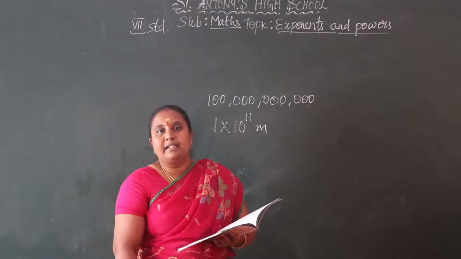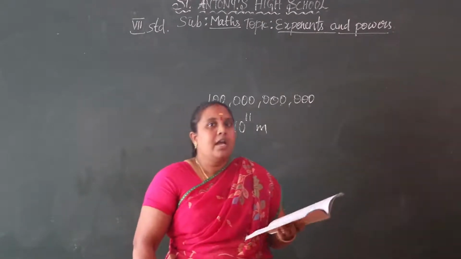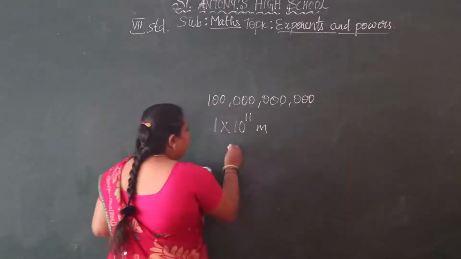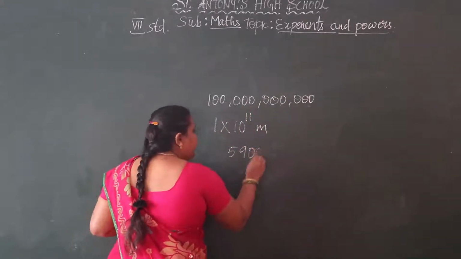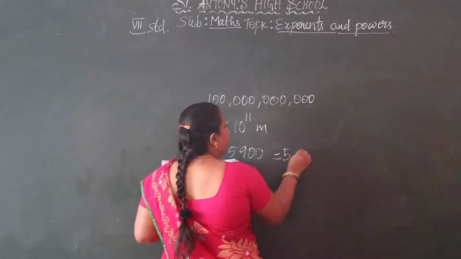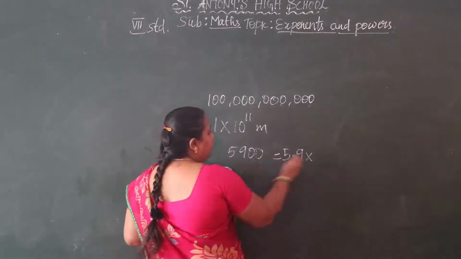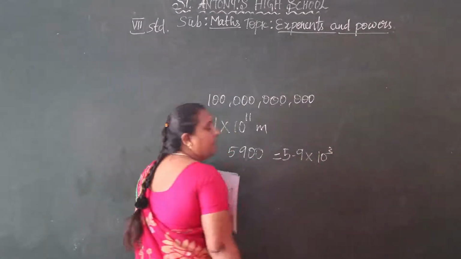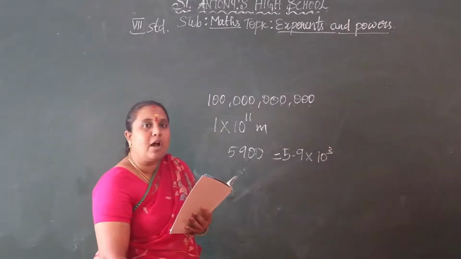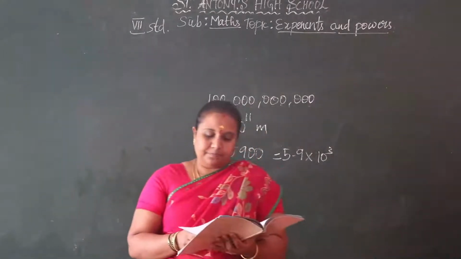1600 we have to write as 1.6 into 10 to the power of 3. In the same way, 5900 we have to write as 5.9 into 10 to the power of 3. Here there are 1, 2, 3 digits after the first, so 10 to the power of 3. 5.9 into 10 to the power of 3 we have to write. Okay, children.